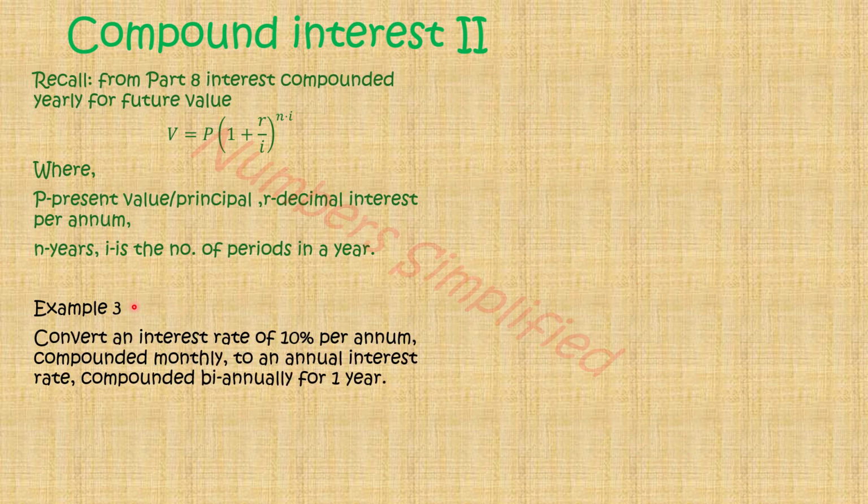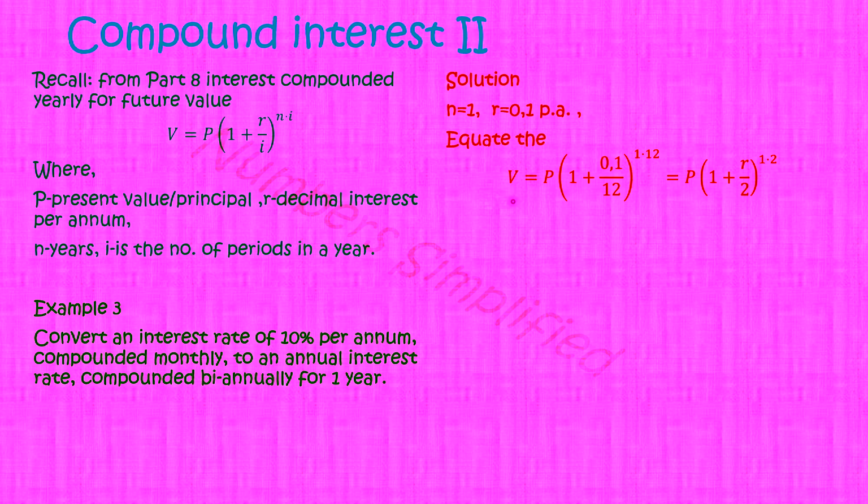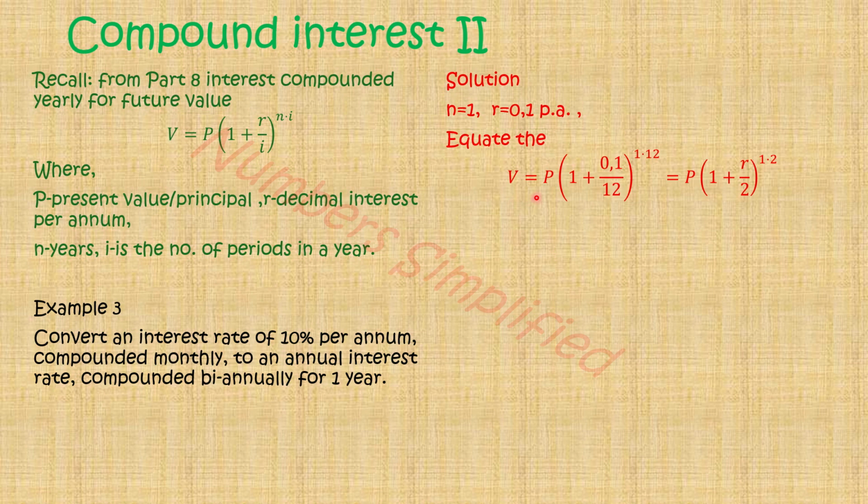Now let's move on to another question. Example 3. Convert an interest rate of 10% per annum compounded monthly to an annual interest rate compounded biannually for 1 year. So from the question, we see that we are given N, which is equal to 1. R is 0.1 per annum. So we are going to equate this. The present value that we have would be a P, and the future value would be a V.